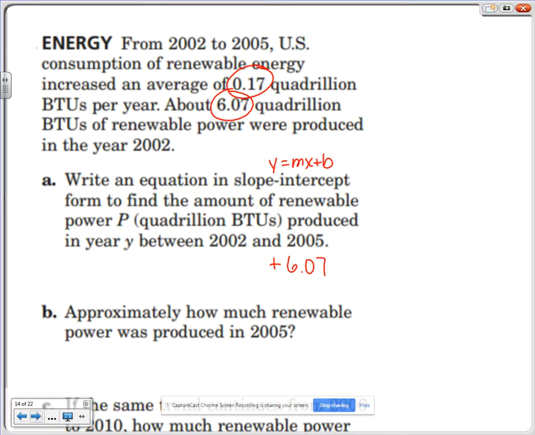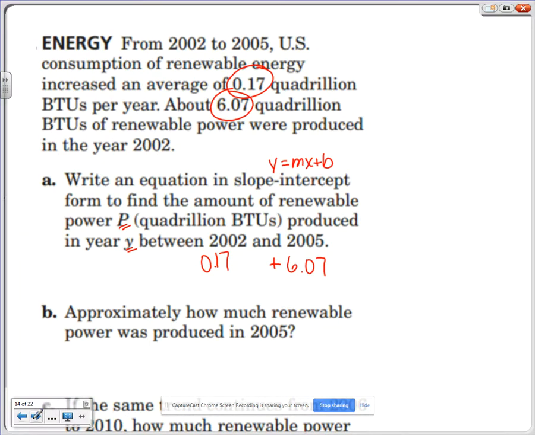All right, so then what's my slope? Is this energy going up or down? So that's going to be positive, isn't it? 0.17x. Oh, wait, am I supposed to use x? I'm supposed to use p and y. So which one goes here, p or y?